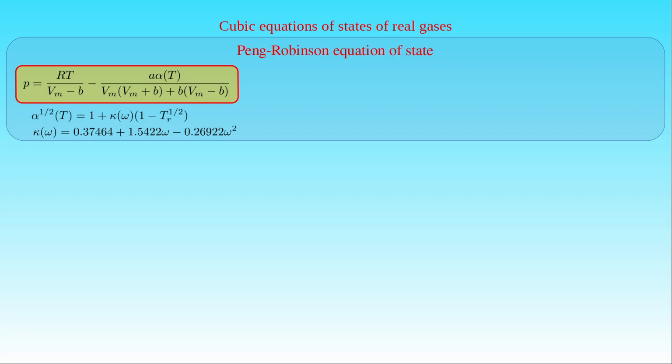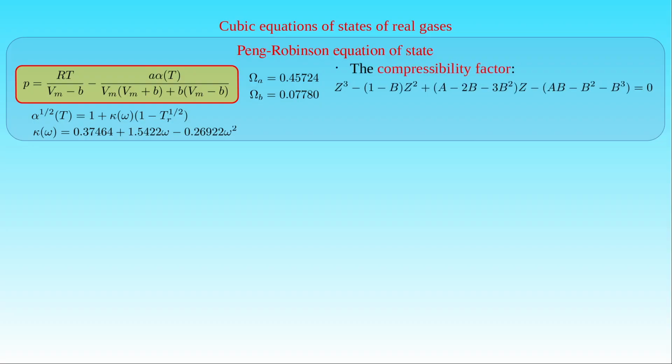As a result, in the correction constants a and b expressed in terms of the critical constants of gas, the constants omega A and omega B become 0.45724 and 0.07780, respectively. The cubic equation of the compressibility factor Z of the substances derived from the Peng-Robinson equation of state tells us that Z cubed, minus 1 minus B times Z squared, plus the product of the quantity of A minus 2 times B minus 3 times B squared and Z, minus the quantity of A times B minus B squared minus B cubed is equal to 0.